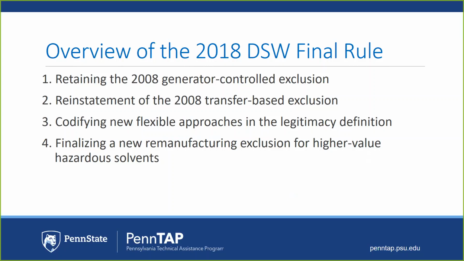The 2018 rule retains new flexible approaches in the legitimacy definition for closed-loop recycling and commodity-grade recycled materials. It also retains a remanufacturing exclusion for higher-value hazardous solvents which are remanufactured into commercial-grade products. We will discuss these elements in more detail over the next few slides.